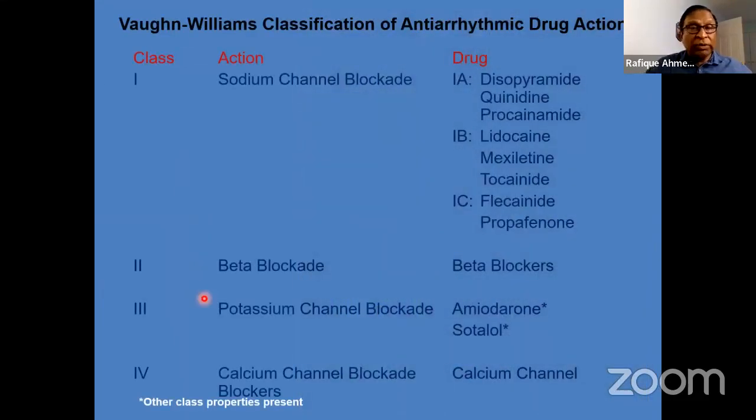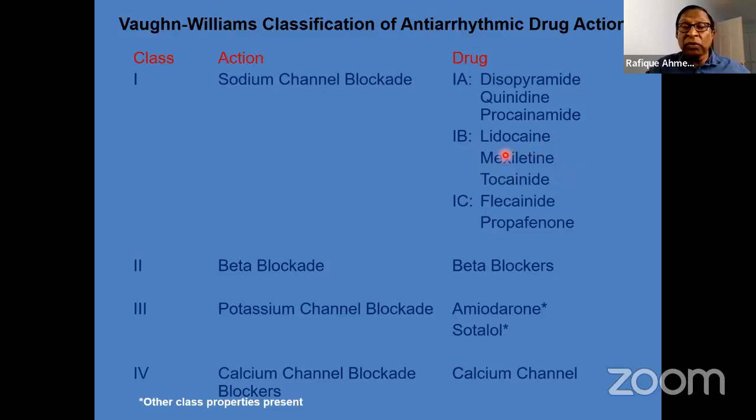I'm going to just talk about these drugs, how they work. We have four categories of drugs: sodium channel blockers, class 1A, which are disopyramide, quinidine, and procainamide, not much used. We have class 1B drugs, which are sodium channel blockers, lidocaine and mexiletine.